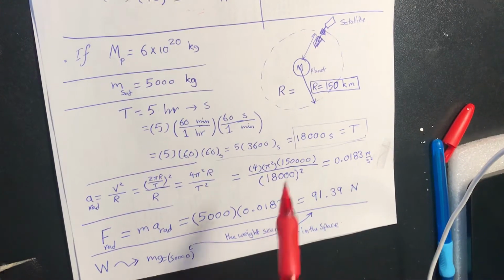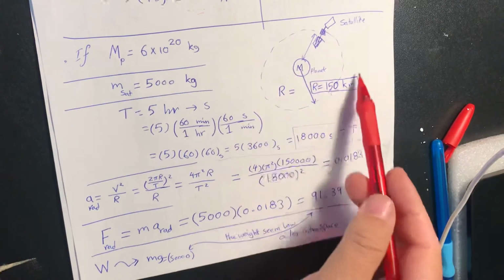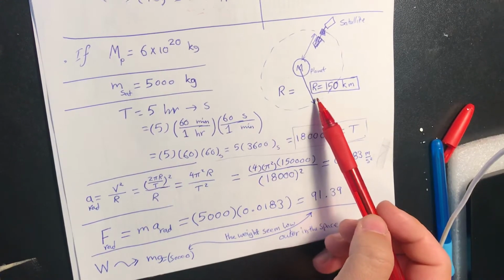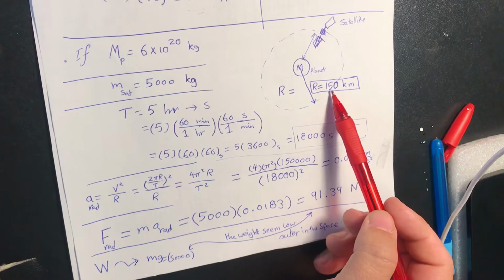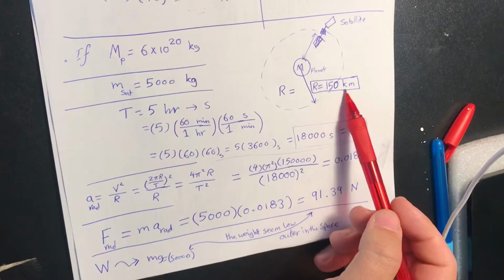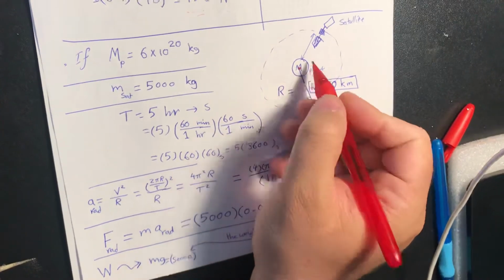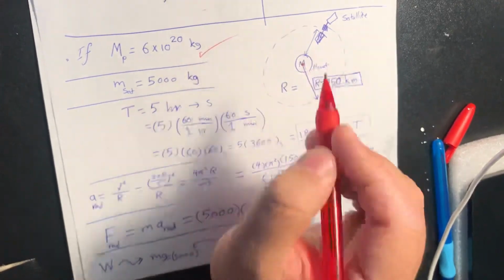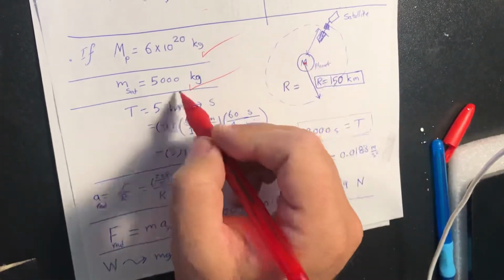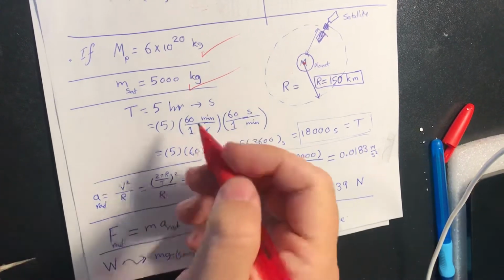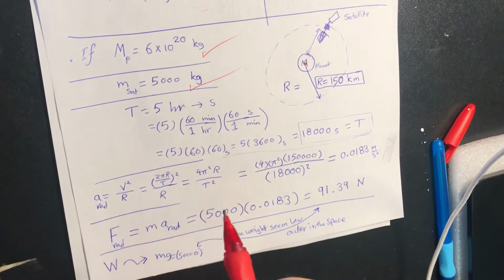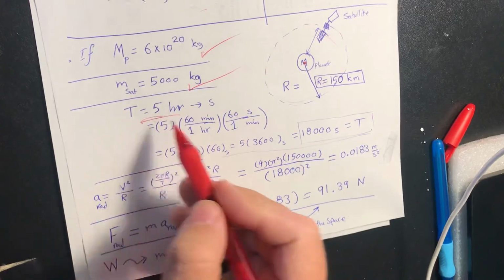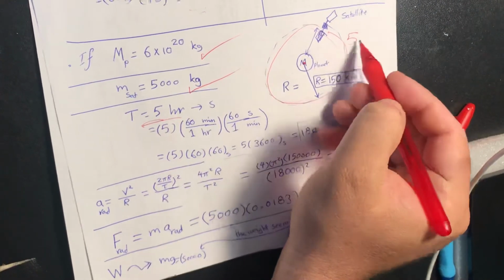This is another example. If we have a planet, and a satellite rotating around this planet, and the radius of rotation is 150 kilometers from the center of that planet, not from the surface. If the mass of the planet is given and the mass of the satellite is given, and the period of rotation is 5 hours, so the full rotation takes 5 hours.